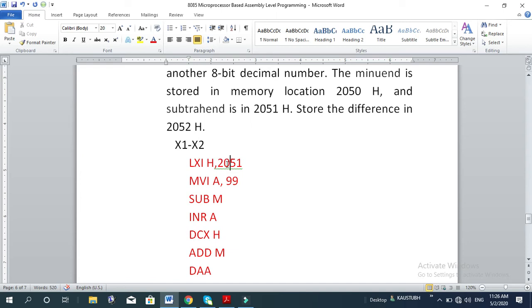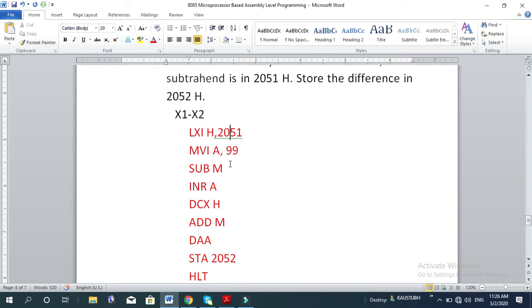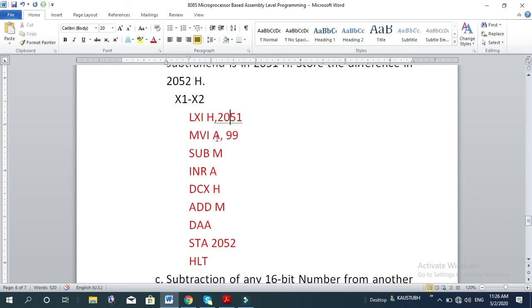So my 2051 memory location is M, capital M, because M is the memory location whose address is currently in the HL register pair. For the tens complement, as you know, it is the 9's complement plus 1. 9's complement means subtracting each and every digit from 9. Now I have loaded the accumulator with 99 because it is 8 bit, otherwise it would be just 9. So MVI A, 99. This 99 is now in your accumulator.